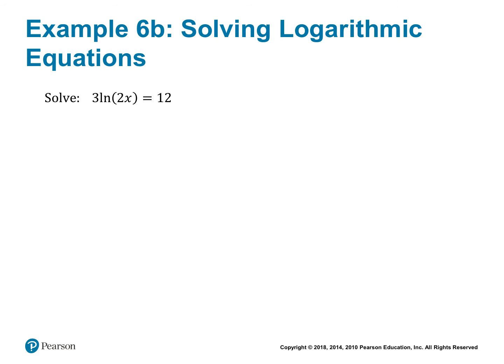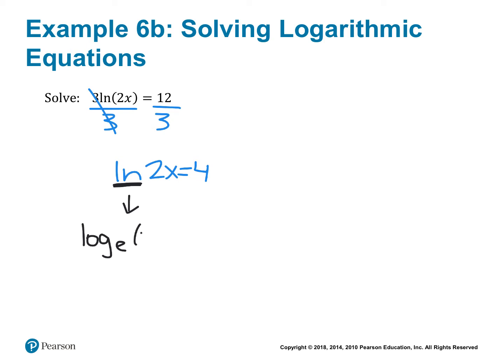Okay, 3 times the natural log of 2x equals 12. First let's divide both sides by 3 to simplify it down. Next we're going to rewrite this as the log with base e. And then we'll just rewrite everything else. We have 2x behind it equals 4.